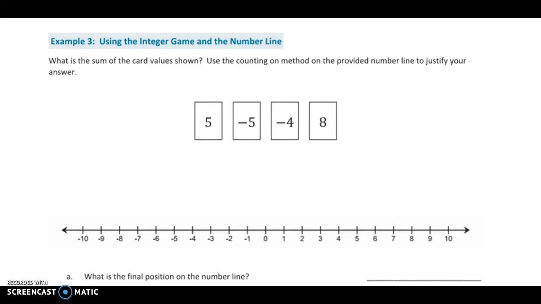So example 3, using the integer game and the number line. Now the integer game is going to be something that we're going to play several times a week here during this module. So you'll get very used to it. We're going to play it tomorrow.